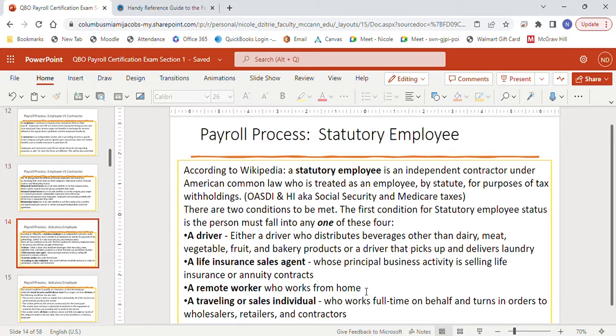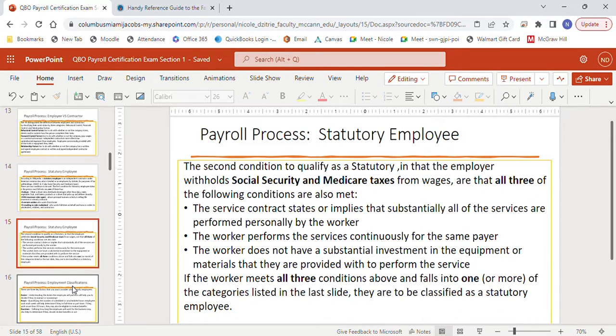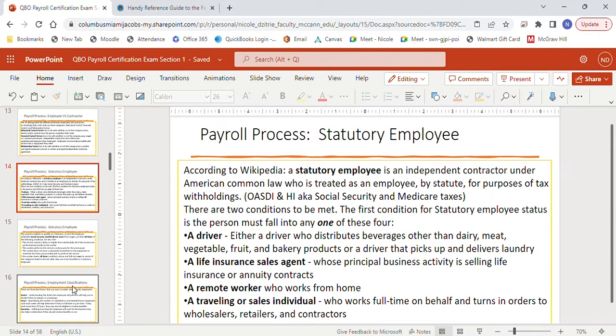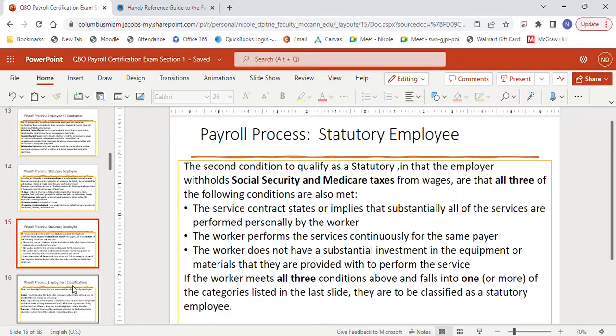You have to read because they go a little bit more into detail on those specifics of a remote worker that falls under statutory. And then a traveling or sales individual who works full-time on behalf of and turns in orders to a wholesaler, retailer, or contractor. So that was the first condition, and you had to have at least one of these 4. But in the second condition, you would have to have all 3 of these conditions met.